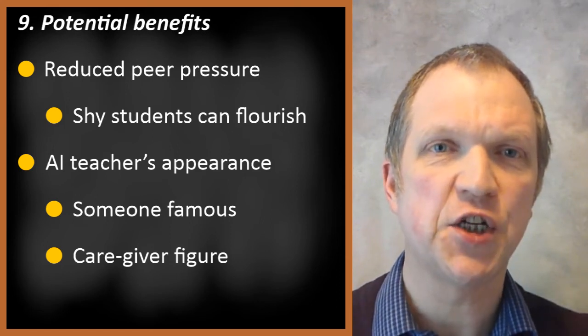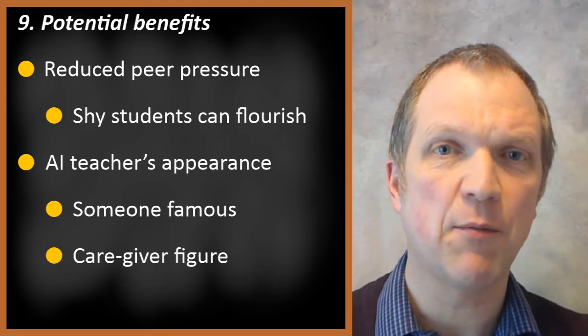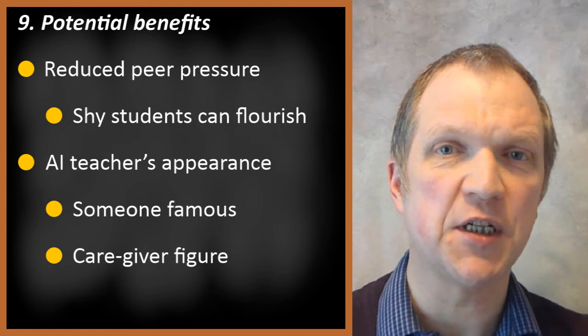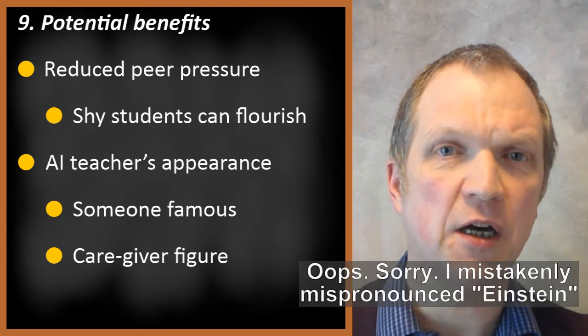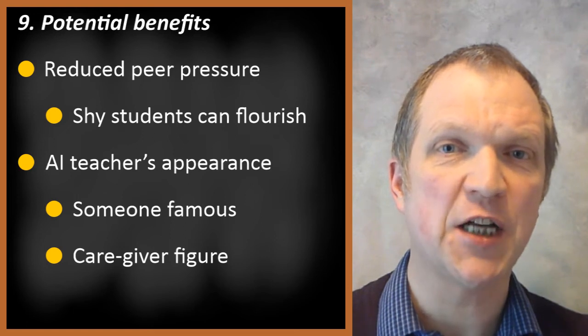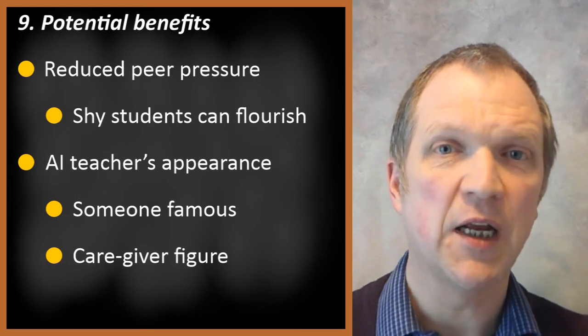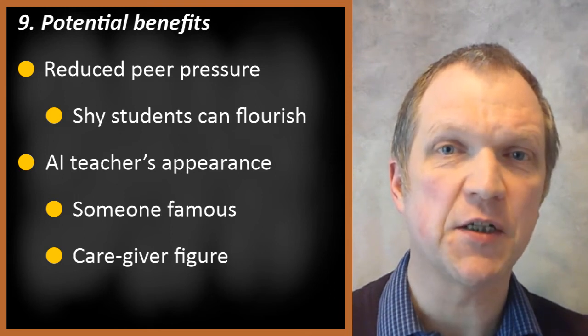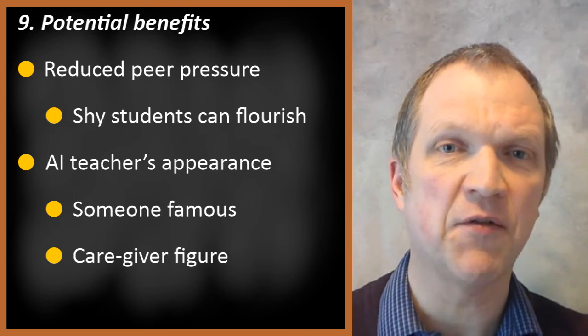If the AI teacher is displayed on a computer screen or a tablet, they can adopt the appearance of someone famous, such as William Shakespeare to teach his plays or Albert Einstein to teach physics. This could inspire students more than if the AI teacher had a generic appearance. Similarly, for younger students, the AI teacher could appear as a youngster, a babysitter, or a similar parent or caregiver figure to help the young students feel at ease.